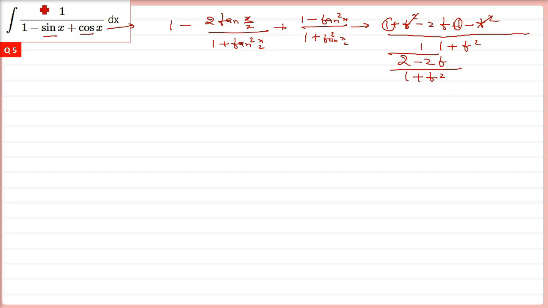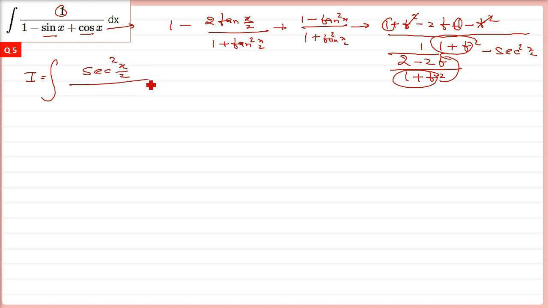Now since 1 is already in the numerator, this 1 plus tan square x by 2 will go up and it will form as sec square x by 2. 1 plus tan square x by 2, I have denoted t just as tan x by 2 right now. So it will be sec square x by 2 which goes up. So we have sec square x by 2 dx divided by, what do we get? 2 minus 2t. So you can just take 2 outside, and what is remaining inside? It is 1 minus tan x by 2. Now dx is already there in the numerator.